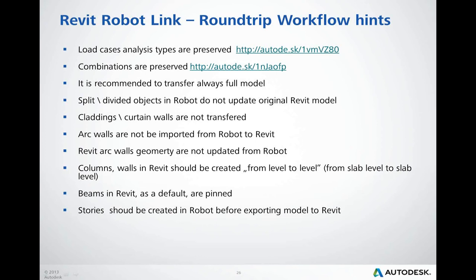Claddings or curtain walls are not transferred between programs. Arc walls are not imported from Robot to Revit. Revit arc wall geometry is not updated from Robot. Column walls in Revit should be created from level to level, from slab level to slab level. Beams in Revit by default are pinned, thus they are imported to Robot with pinned releases. Stories should be created in Robot before exporting the model to Revit.